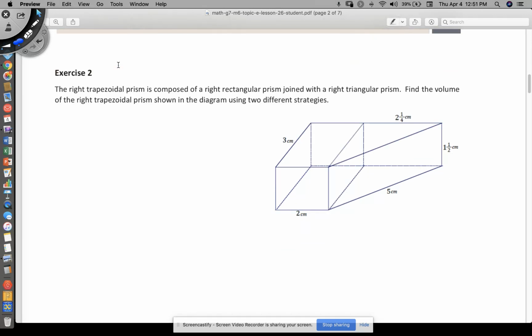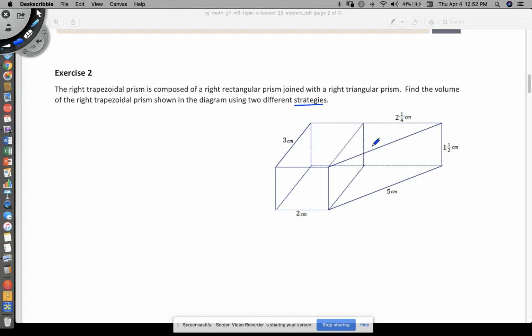Now, this is one of those ones where you want to break it apart. Okay, you should be able to see that we have a couple different shapes in here. We have a rectangle and then we have a triangle. Now, this says that the right trapezoidal prism is composed of a right rectangular prism joined with a right rectangular prism. Find the volume of the right trapezoidal prism shown in the diagram using 2 different strategies. So I'm going to show you one strategy and then I will grade you on another strategy. So I want to show you how to solve it and then I want you to go back and tell me what's another way you could have done this, okay?